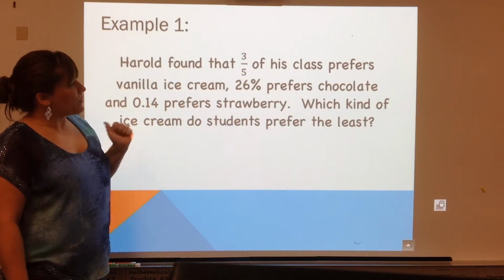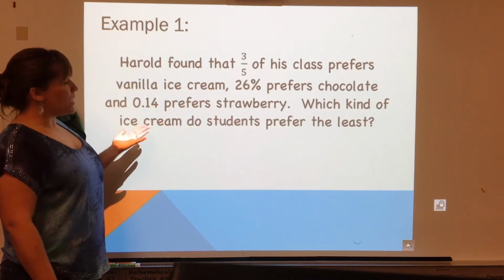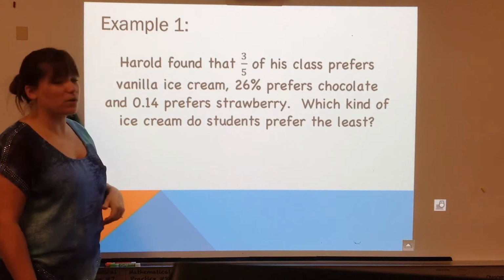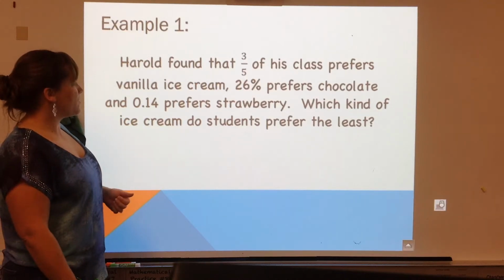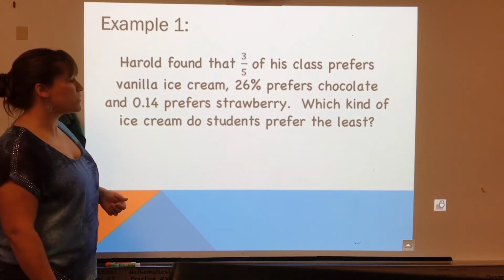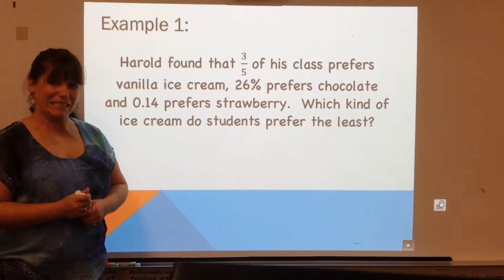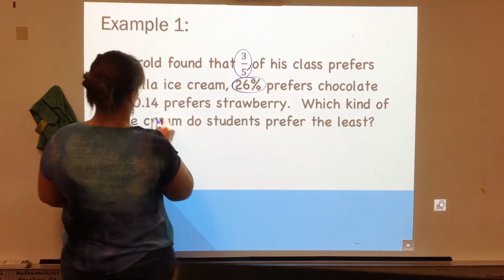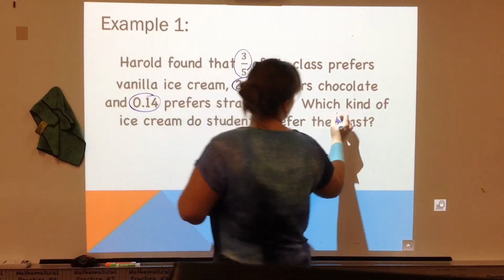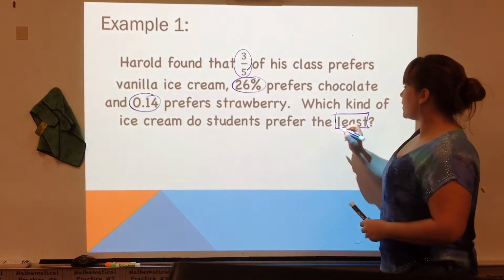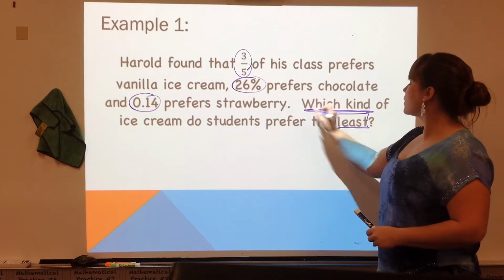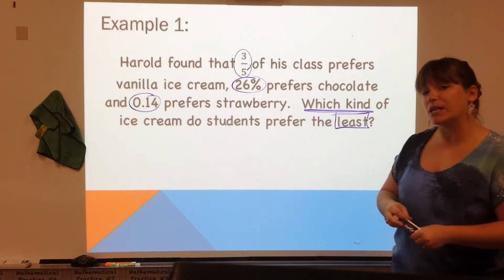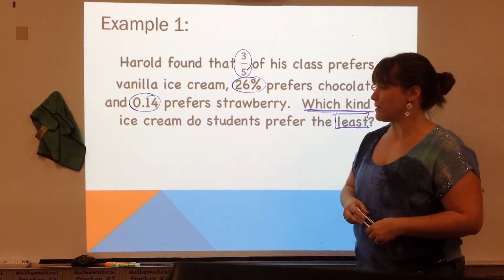So Harold found that 3/5 of his class prefers vanilla ice cream, 26% prefer chocolate, and 0.14 or 14/100 prefers strawberry. What kind of ice cream do students prefer the least? So I'm going to mark up my problem. You do the same. I'm circling the important numbers. I want to box this word least, and I want to underline or mark up which kind, because we're not looking for a number at the end, we're looking for a kind of ice cream at the end of this.